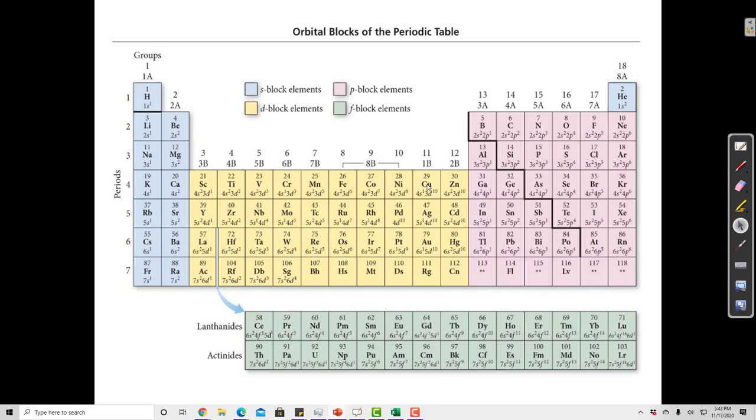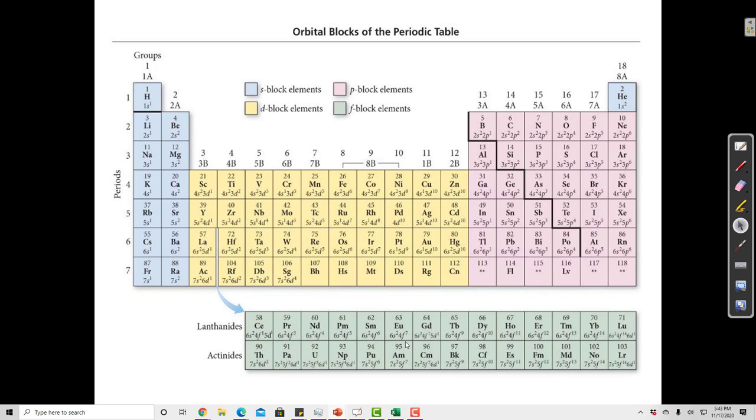It doesn't happen in P or S. S and P always fill up in order. But sometimes D and F, sometimes they switch around. Like here, look at this one. 4F1, 5D1, 4F3. So that 5D1 disappeared. 4F4, 4F5, 4F6, 4F7, 5D1, that 5D1 came back. 4F9, the 5D1 disappeared again. So they jump around here when we start, there are irregular electron configurations.